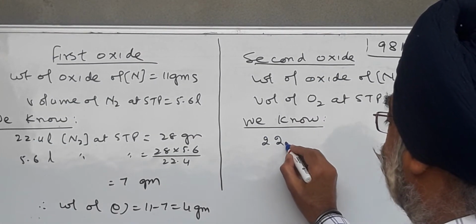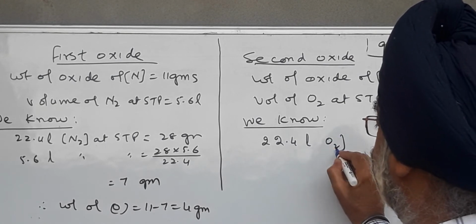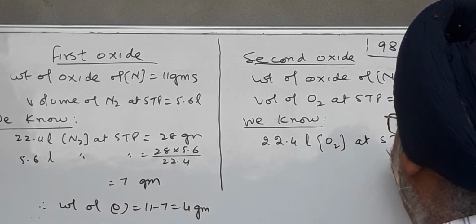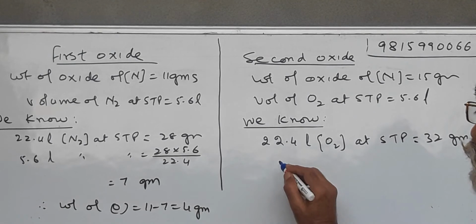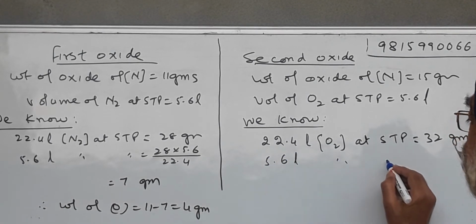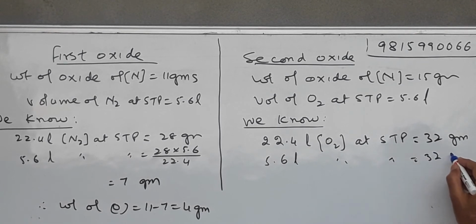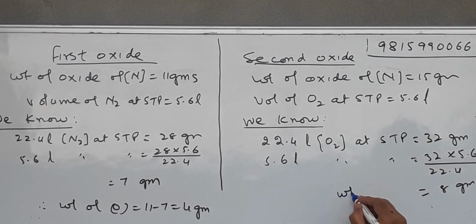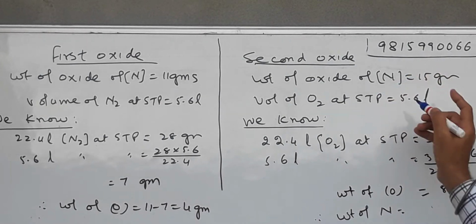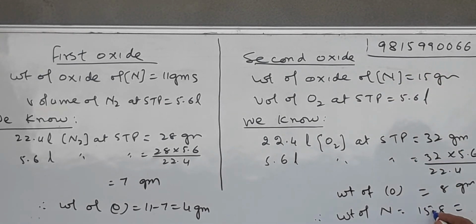We know definitely 22.4 liters of oxygen at STP is equal to 16 into 2, 32 grams. 5.6 liters will be 32 into 5.6 over 22.4, and this is 8 grams. Weight of oxygen is equal to 8 grams. Therefore, weight of nitrogen is equal to 15 minus 8, which is 7 grams.